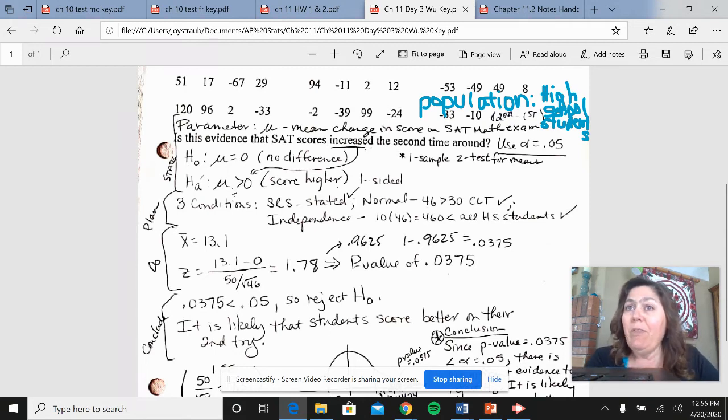Okay. So we have a one-sided, a one-tailed, right-tailed z-test. Different ways of saying it. Your three conditions, you can see there, all three were met. Hopefully you notice that too with your reasons. Check what I have there.